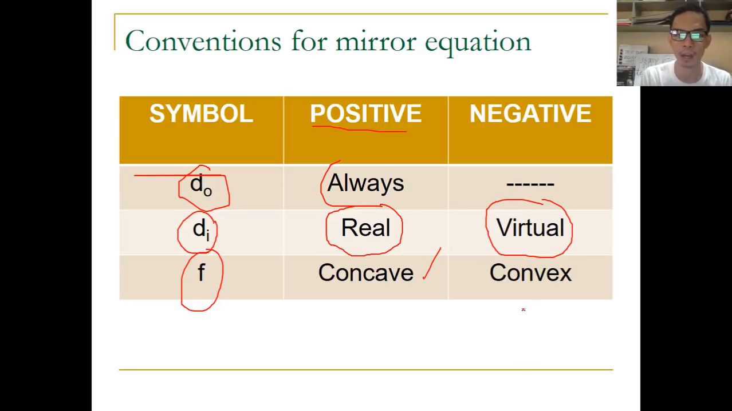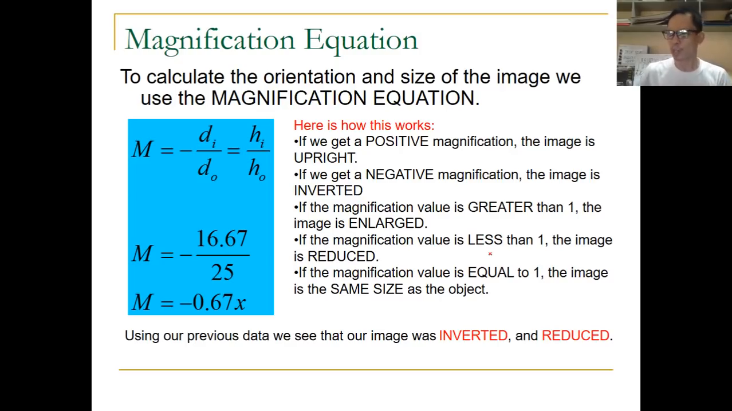Now, if the focal length is negative, then that is a convex type of mirror. So take note of this convention. This is very helpful at all times. Next one. What we have before this one is only to compute for the distance of the image.